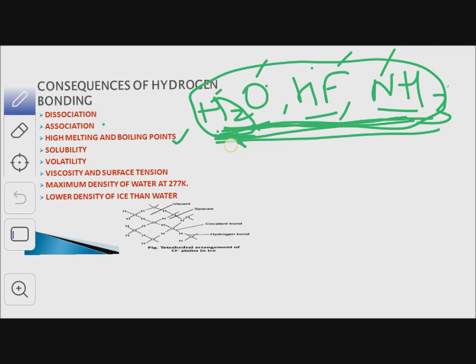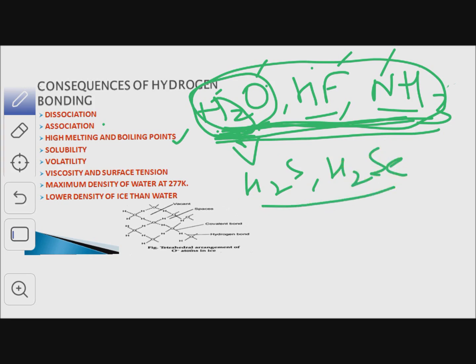But the rest of the members, like in case of oxygen family, H2S, H2Se, etc., they exist in gaseous form because sulfur and selenium do not form hydrogen bonds and they have low melting and boiling points.